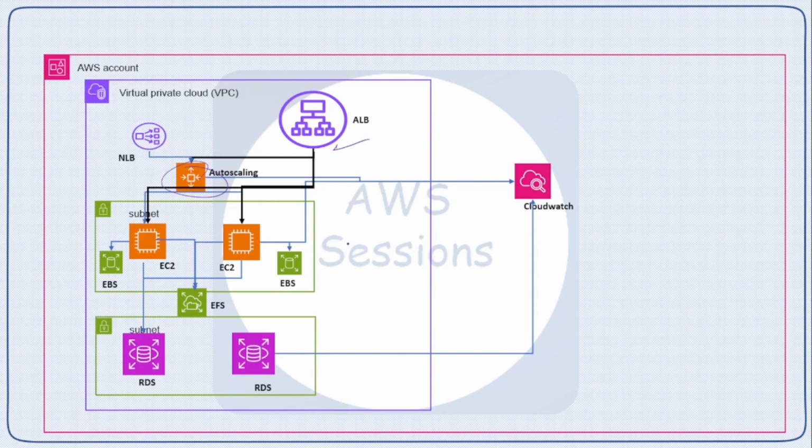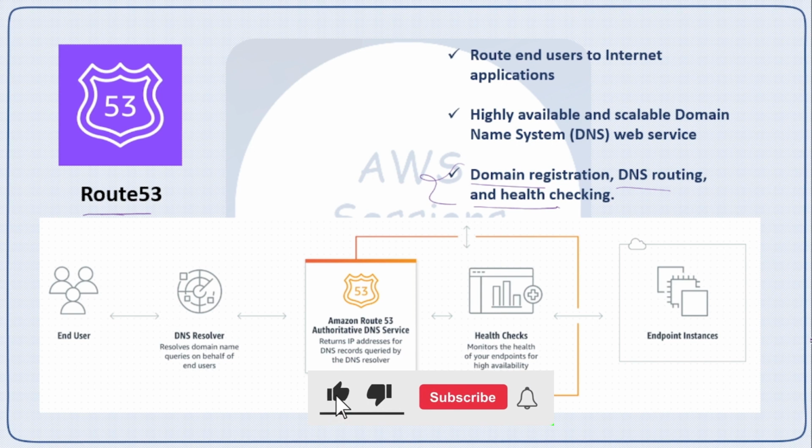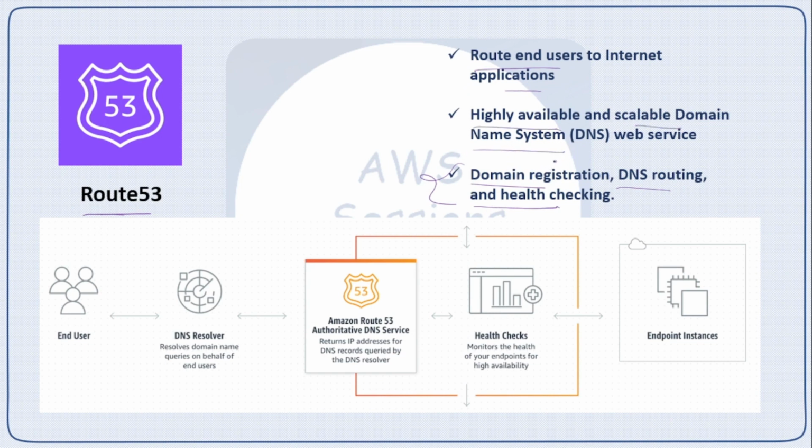So the next service is Route 53. I have added this as a networking service, but that can be decided if somebody is placing it in a different category. Route 53 basically does three main functions: domain registration, where you can register your domains; DNS routing; and health checks. These are the three main functions that Route 53 does, and it helps in routing the end user request to the internet application. It is a highly available and scalable domain name system web service.